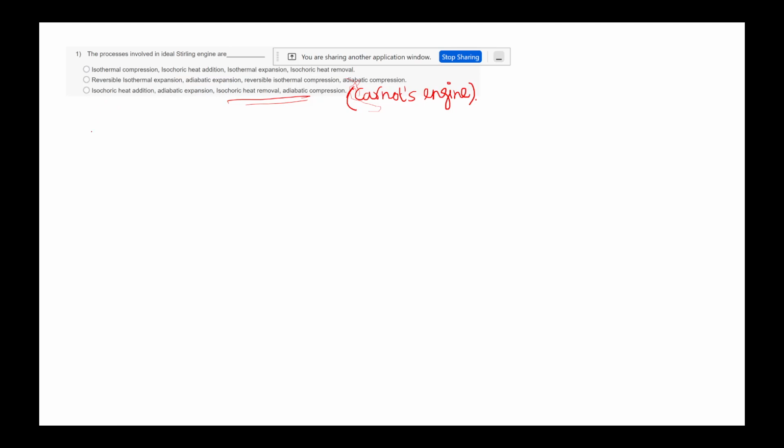The PV diagram of the ideal Stirling engine.